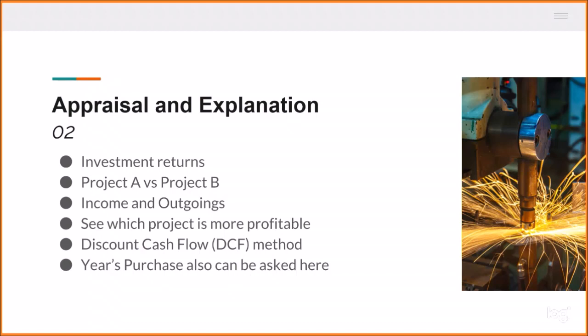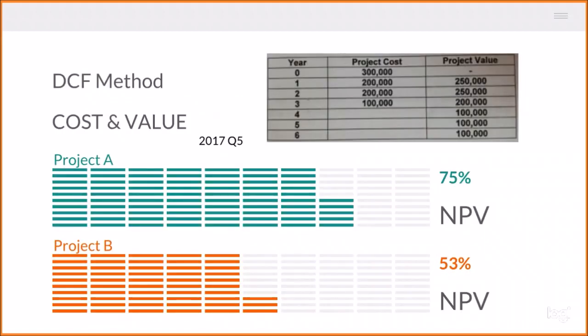So this is the discounted cash flow method, or net present value method. Years purchase can also be here. Years purchase we will explain a little more later. It's quite an important area and will always come out. So let's move on to a simple one, which is this one, project A, project B.